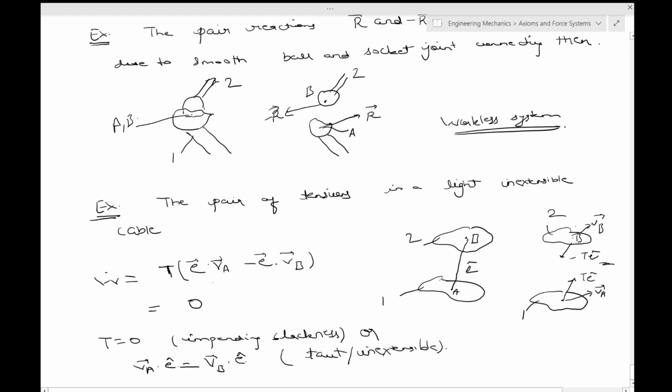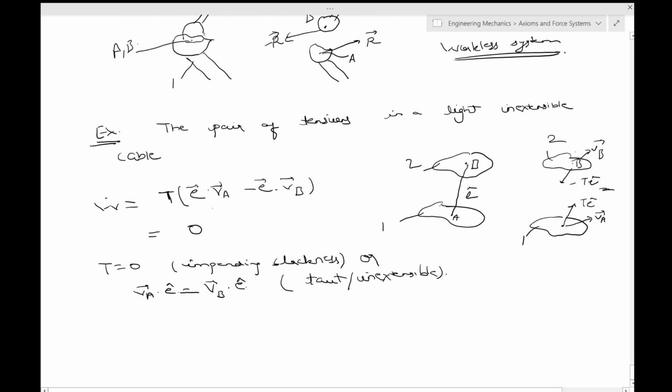Okay, so that's where we can end our discussion on workless force systems. There are several other examples in your textbook which you should be able to verify. So verify the other given examples from the textbook. Okay, please do this.